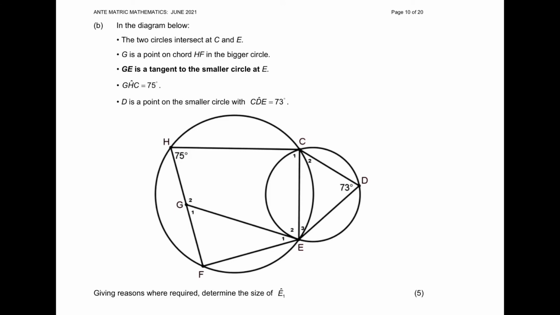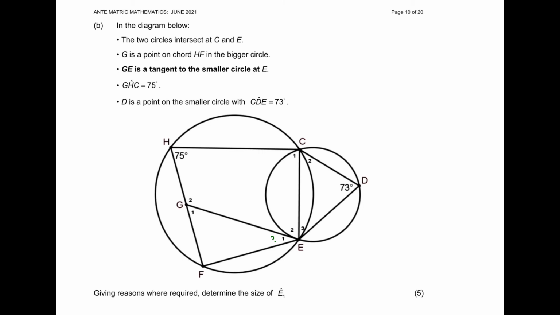Question B, in the diagram below, the two circles intersect at C and E. So they've shown us that. There's C and there's E. G is a point on chord HF in the bigger circle. They're telling you it's a chord as well, so that you know it's a straight line. GE is a tangent to the smaller circle at E, so there's the point of tangency. And GHC is equal to 75 degrees. D is a point on the smaller circle with CDE equal to 73 degrees. Okay, giving reasons where required, determine the size of E1. So they want this one.